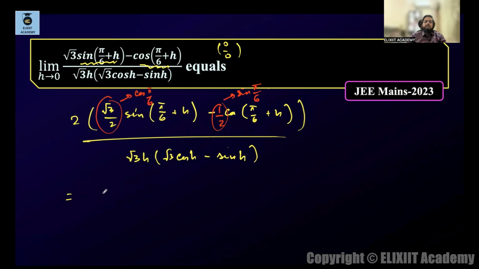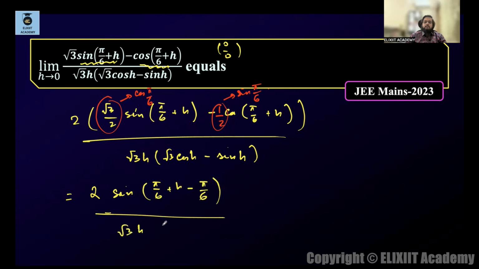So here I simply use this format, sin a cos b minus cos a sin b, which is the formula of sin(a minus b). So this becomes 2 times sin(a minus b), divided by root 3h into (root 3 cos h minus sin h). All the way we are following limits. You must carry forward the limits. Limit h tending to 0.